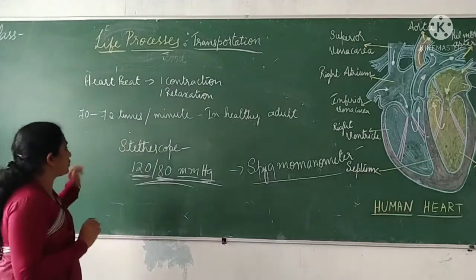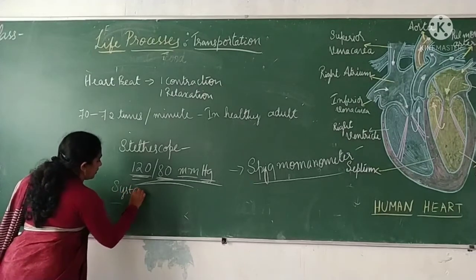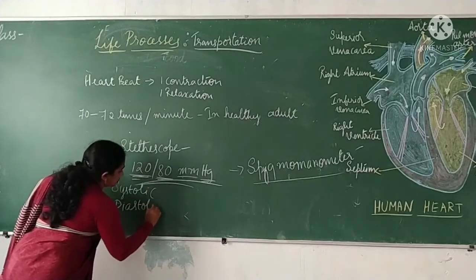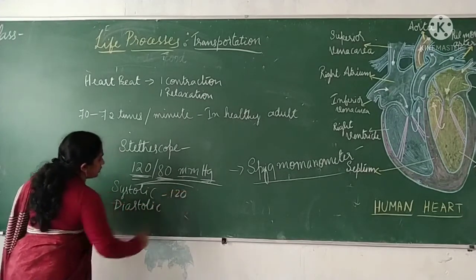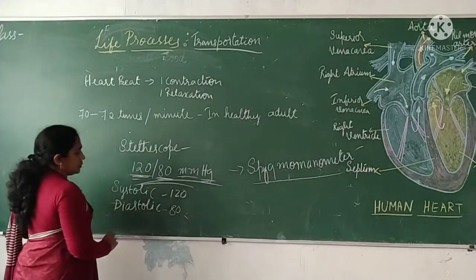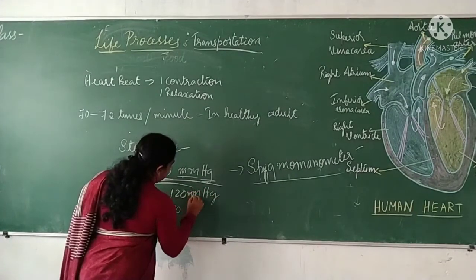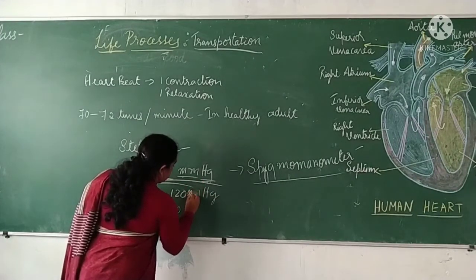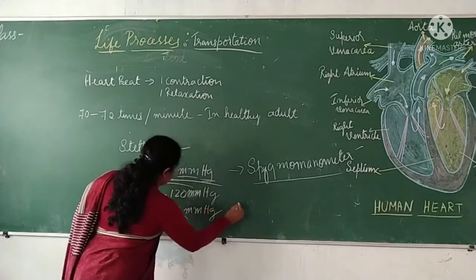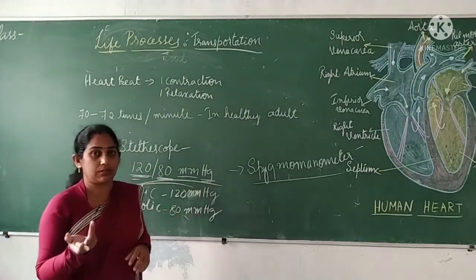So now we understand that we have two kinds of blood pressure, that is systolic and diastolic. Systolic is the highest blood pressure, that is 120, and diastolic is the lowest blood pressure, that is 80. So this is 120 mmHg and this is 80 mmHg.